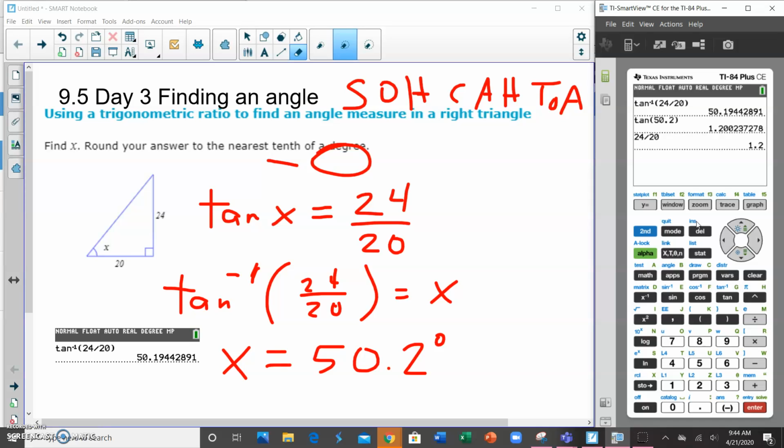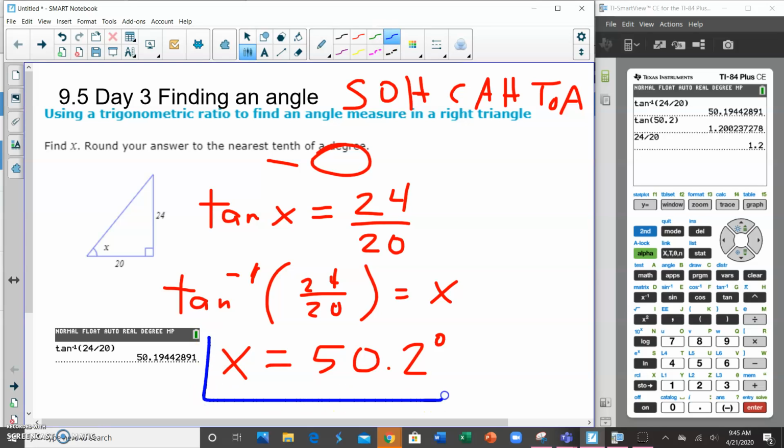Why aren't those exact? Why isn't the 1.2 and the 1.200237278 exactly the same? Well, because what did we do to the 50.2? We rounded the 50.2. So remember, the rounded answer is exactly that, rounded. It's never the exact answer. This answer right here is rounded. So that's why that doesn't exactly match.